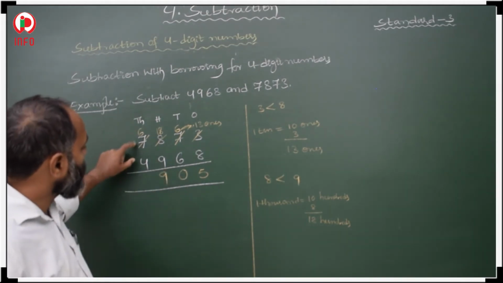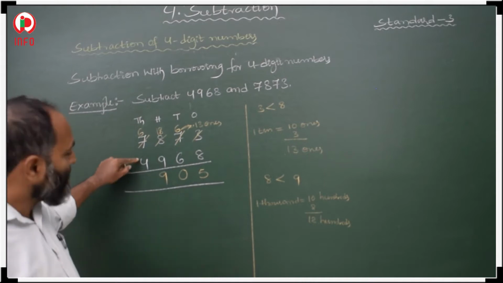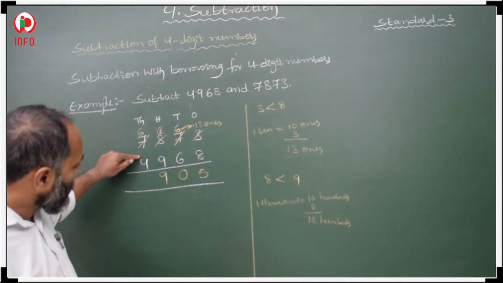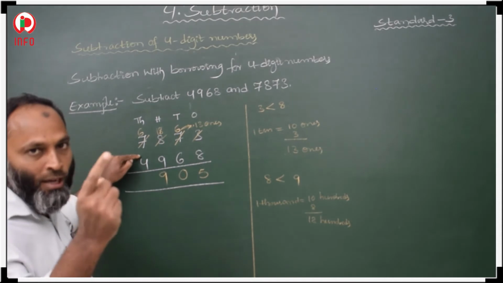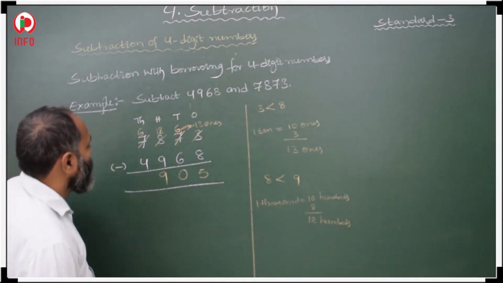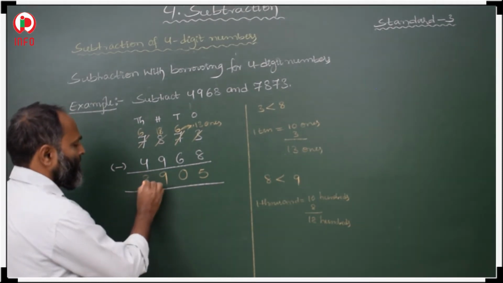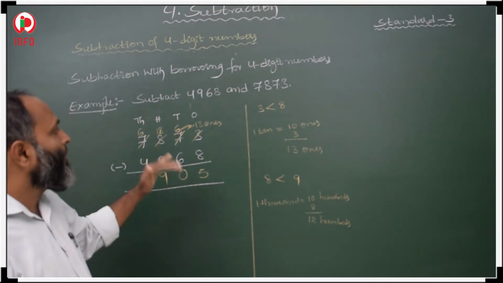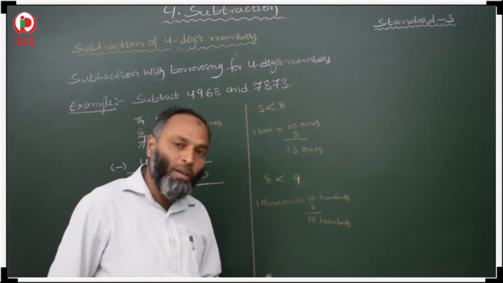Then 6 minus 4. What is here? 4. It means from 5 to 6 you have to count. 5, 6. How many? 2. It means 6 minus 4 is 2. So in this way we have to borrow and subtract.